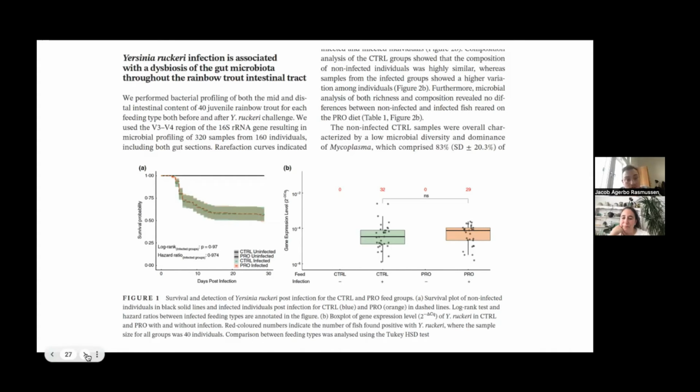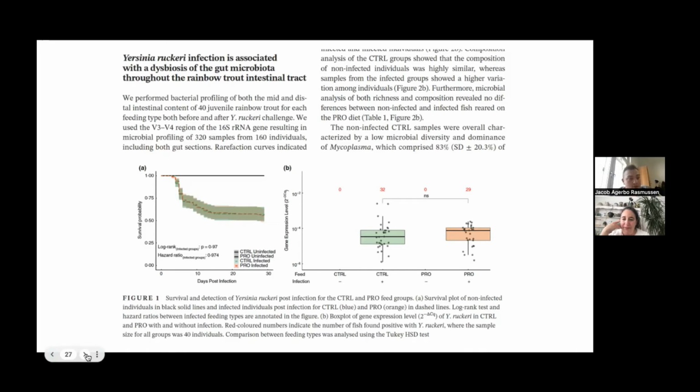And in general, we saw that on the survival we didn't see any differences, but it would also have been quite surprising, because this pathogen is really a harsh one. Yeah. So basically, if the fish get it, they die. It's not like they get sick. Mostly they die. How deadly is this?